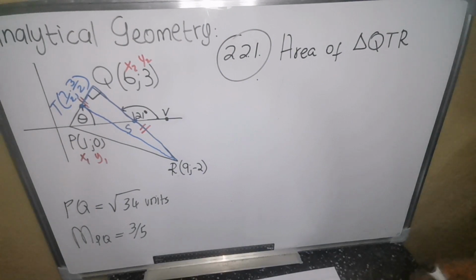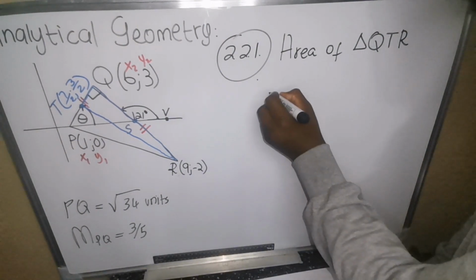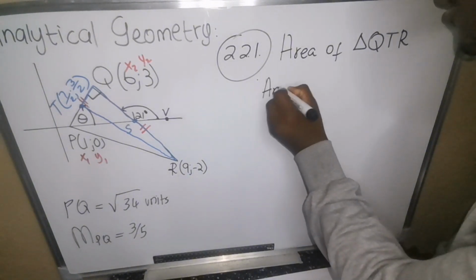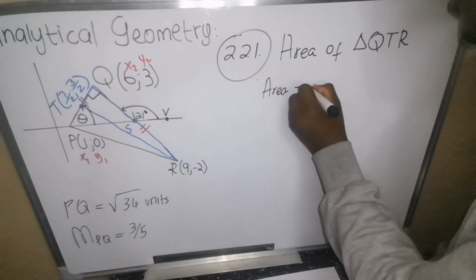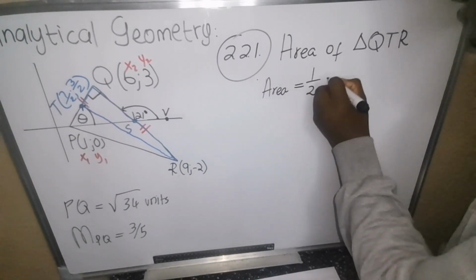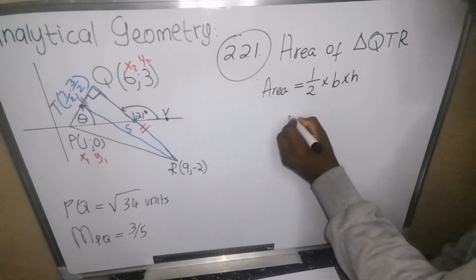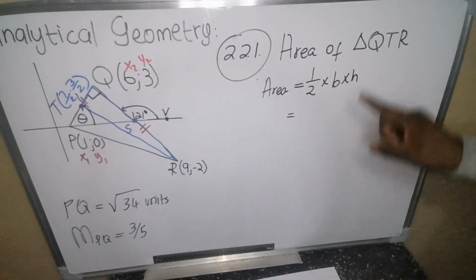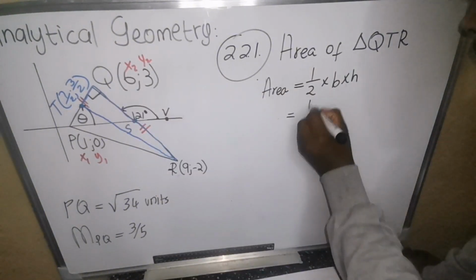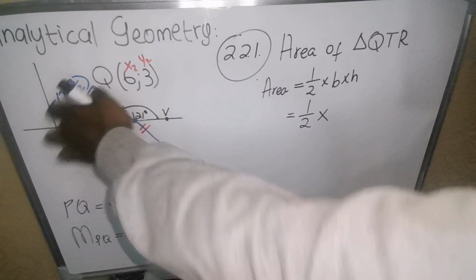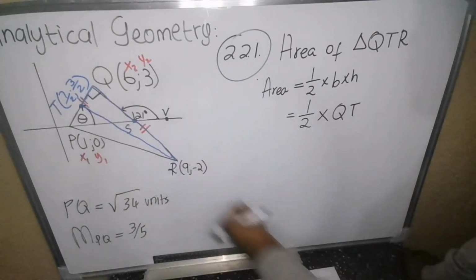Area of triangle is equal to half times base times height. Okay, guys. So now, what is our base on the triangle QTR? Our base is this side QT, and our height is this side QR.